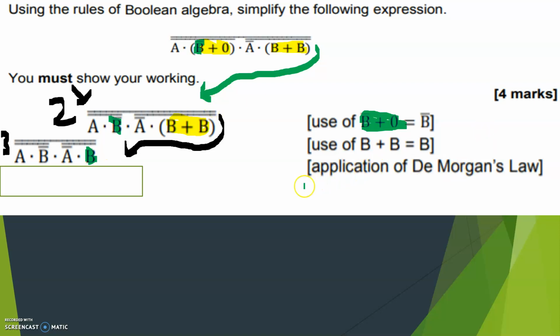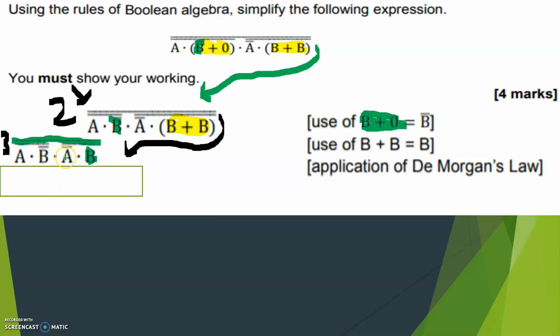Now you can see the next step that they've given, and there's always a clue that you're going to need De Morgan's law if you've got overhanging NOTs across the whole expression, or even part of the expression, because De Morgan's is actually quite a good way to get rid of those overhanging NOTs.